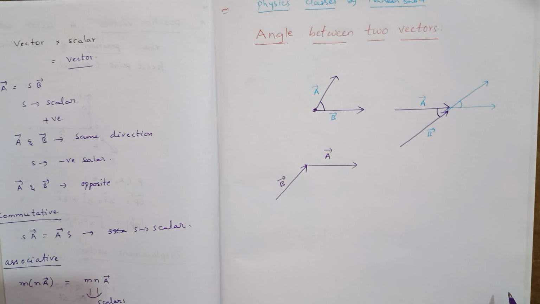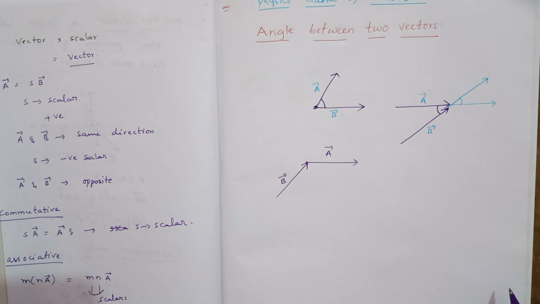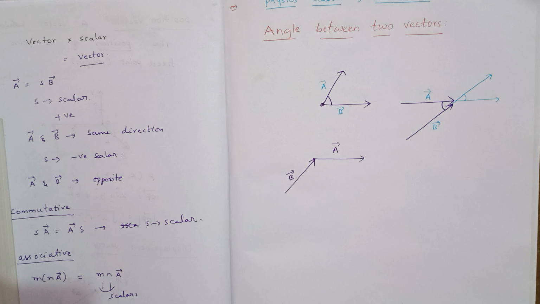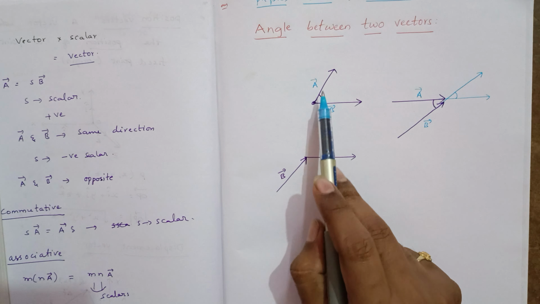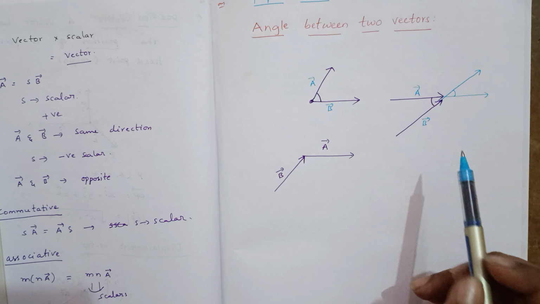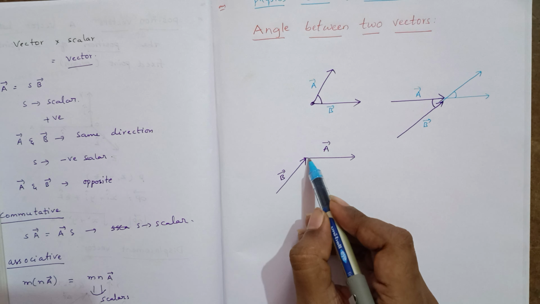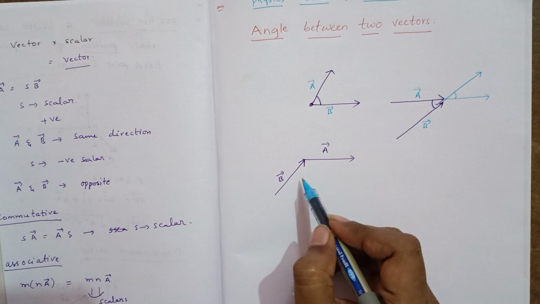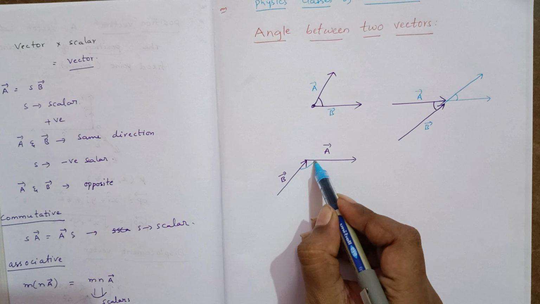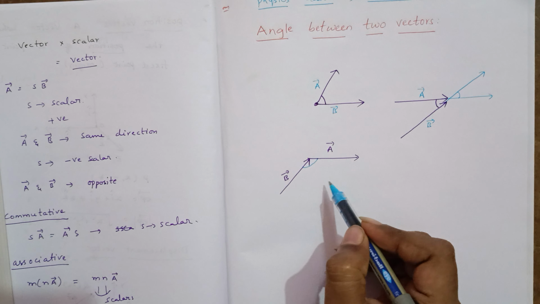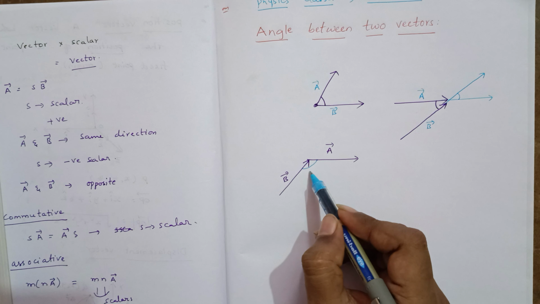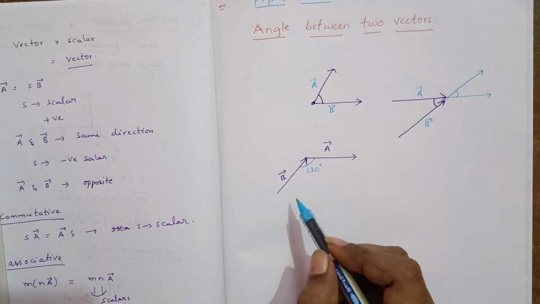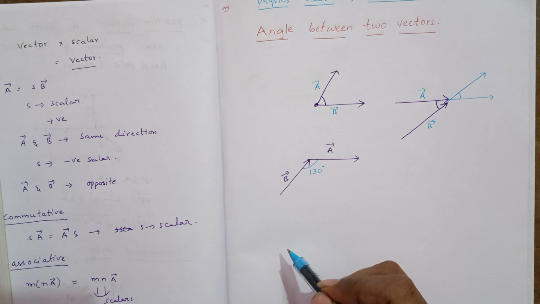How can we find the angle between these two vectors? Actually, two vectors either start from one point or end at one point. But here the tail of the A vector and the head of the B vector are matching. So can we find the angle like this? For example, this angle is 130 degrees. Can we say the angle between A bar and B bar is 130 degrees?